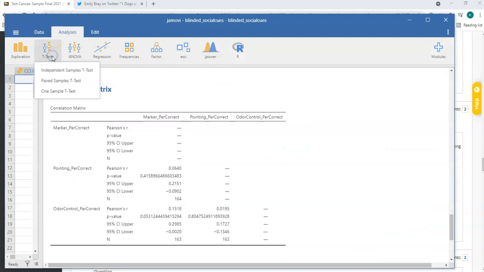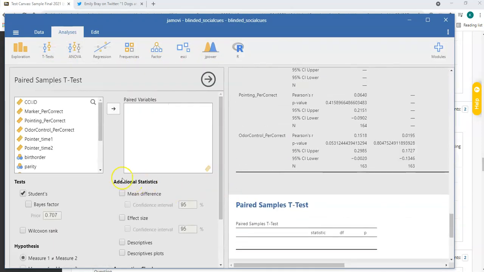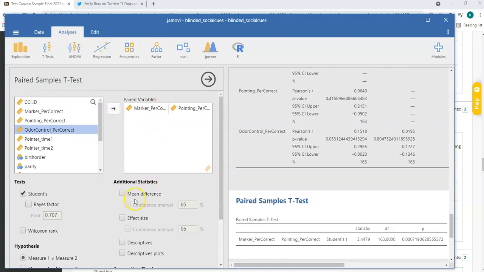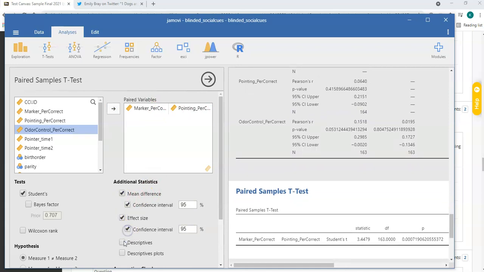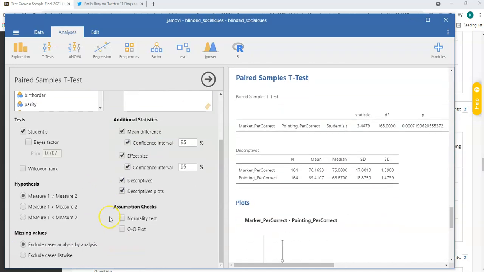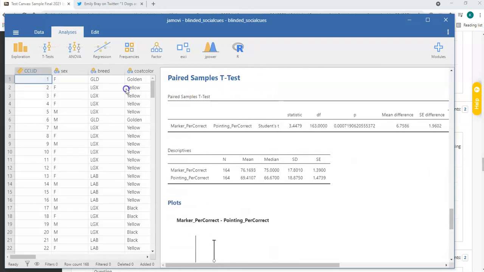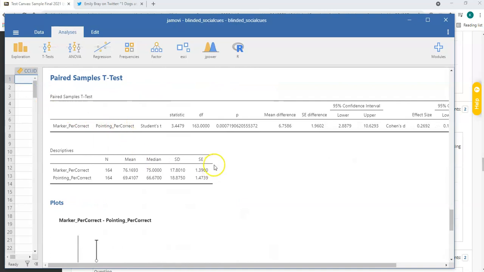We want to run a paired samples t-test. So we want to do marker task and pointing task. Those are the two we're comparing. Again, we want all these goodies. Yeah, that should be it. And so now let's look at this. We do have a compelling p-value. How exciting is that? The puppies do seem to be better at one task than the other. Which task are they better at? It looks like they're better at the marker task than the pointing task, which I find intriguing.